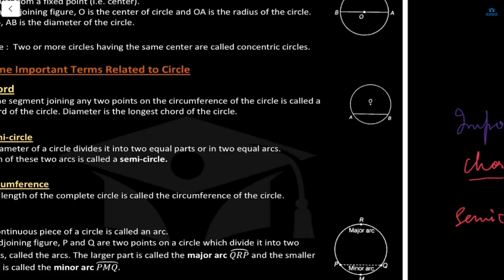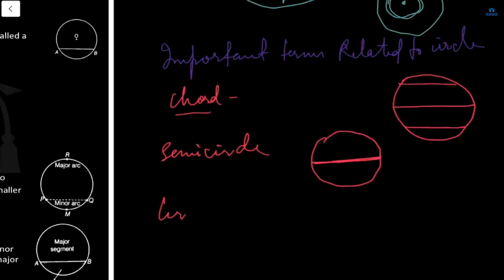The circumference. Circumference is the length of the circle. If you are using a wire to form a circle, the length of the wire is called the circumference. This outside boundary, if you are making it from a wire, how much wire will be used to create this boundary, that is called the circumference. So the length of the circle is called the circumference.